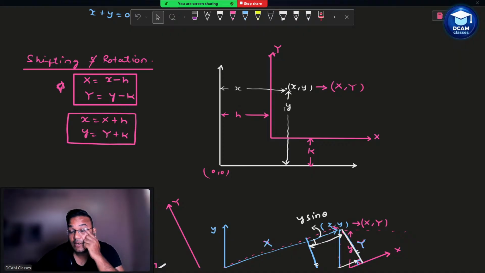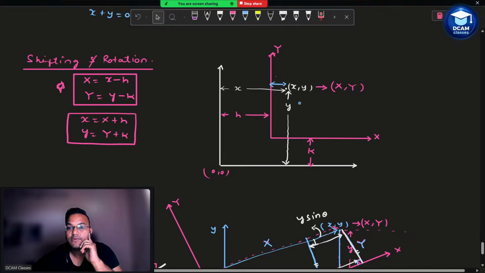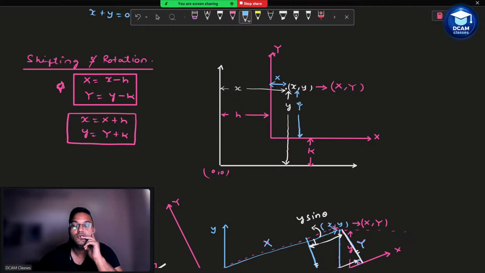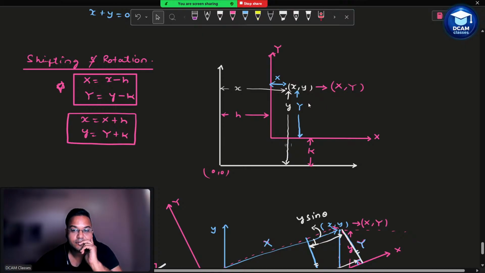Now, with respect to the original axes, if we take the y-axis as this y and the x-axis as this small x, then we can easily write it. But because it's capital X, this will be capital X and this will be capital Y, the new coordinate system. Now we can easily write capital Y plus k is equal to small y.